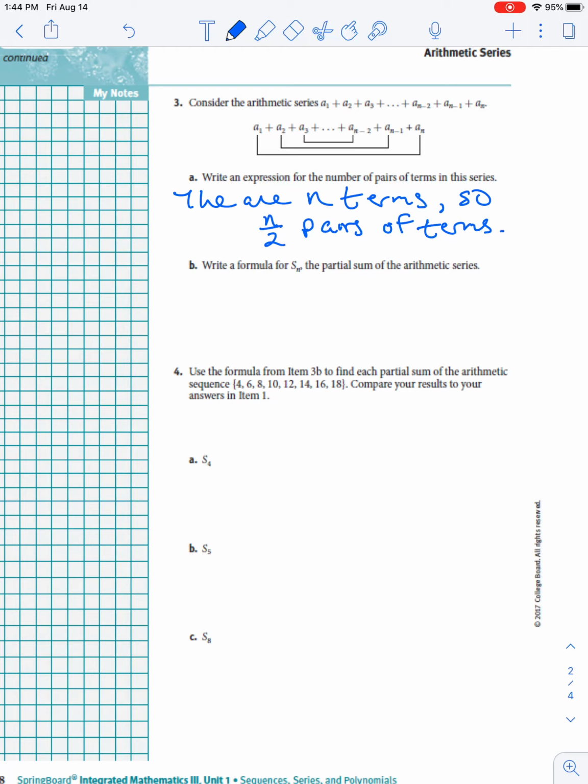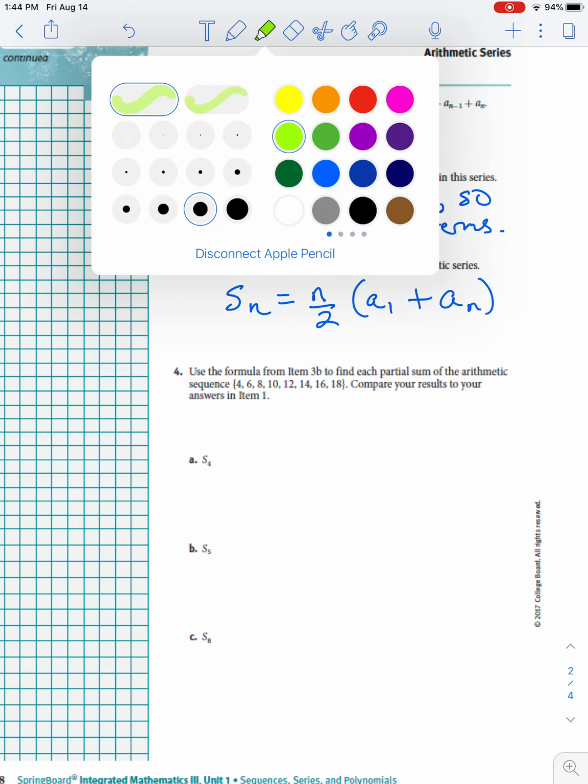Now we took those pairs of terms and we multiplied by the first term plus the last term, so the sum of the terms. Our first term is a sub 1, and our last term is a sub n, so we would add those together and multiply by n over 2. So now we can write our formula. S sub n is equal to n over 2, that's the number of pairs, times the sum of the first term, a sub 1, plus the last term, a sub n. Now that is our big idea. That is a big formula for us.